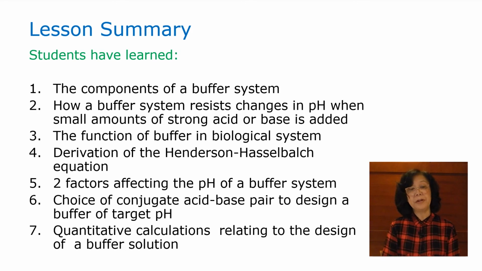So summarizing what we've learned today, we've learned the components of a buffer system. We learned how a buffer system resists change in pH when we add small amounts of strong acid or strong base. And we learned how the buffer functions in our blood system to resist change in pH. We also learned how to derive the Henderson-Hasselbalch equation and the two factors that would affect the pH of a buffer system, mainly pKa and log of the ratio. And then we learned how to choose the proper conjugate acid-base pair to design a buffer of target pH. And we learned how to use quantitative calculation to calculate the ratio so that we can design the buffer solution.